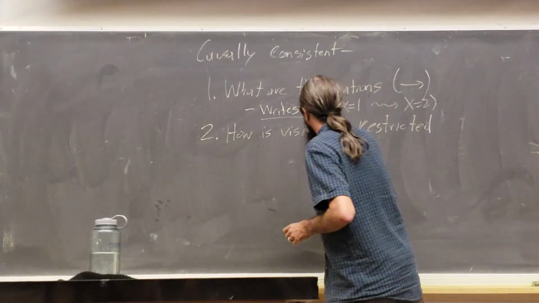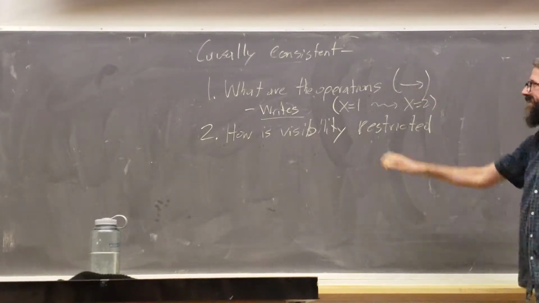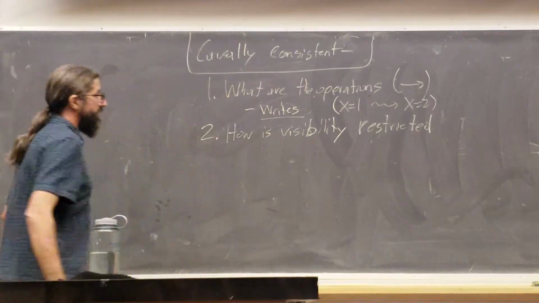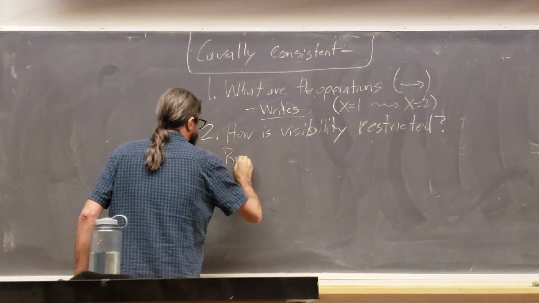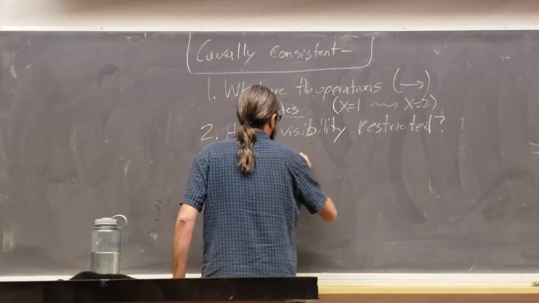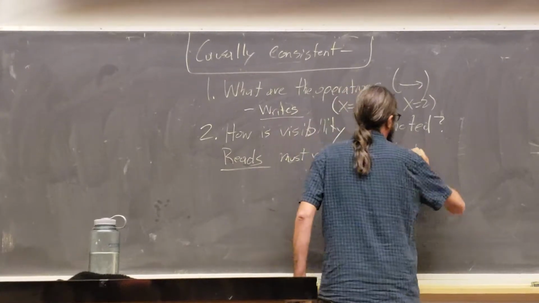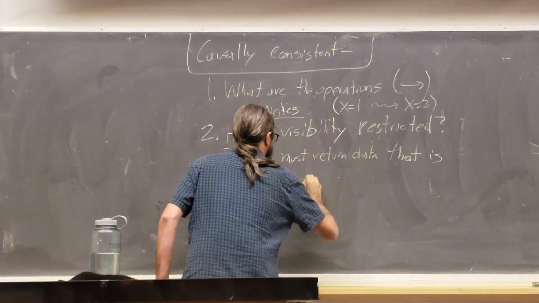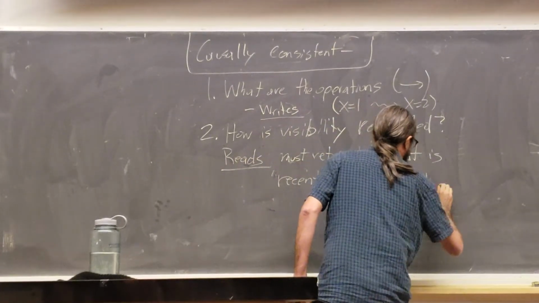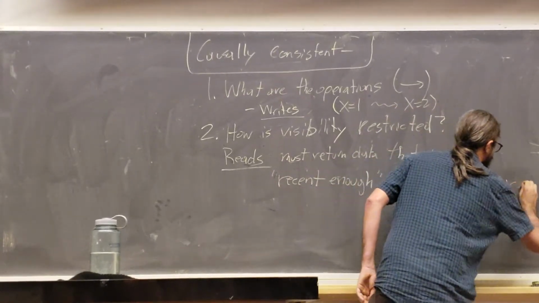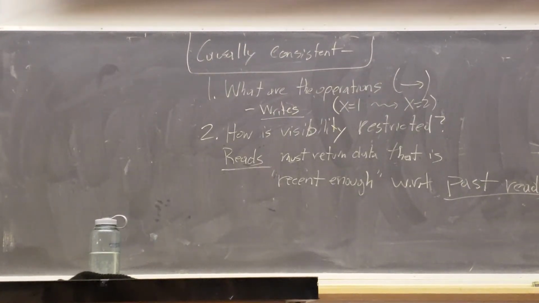But in terms of how we provide consistency, writes aren't visible to anyone. So we can only observe a causal consistency violation in the context of a read. Reads must return data that is, colloquially, recent enough with respect to my history of past reads. Does that make sense?